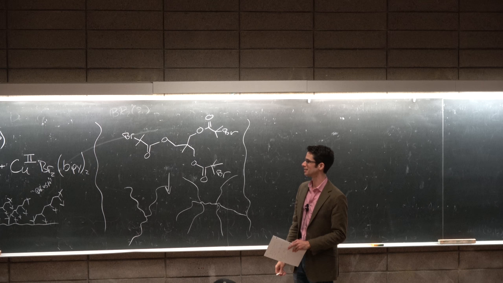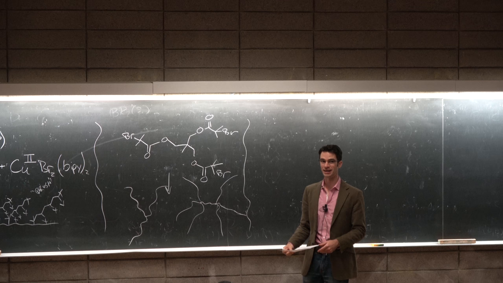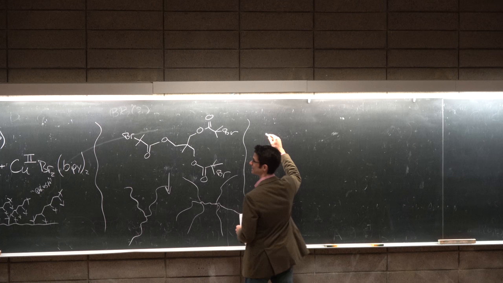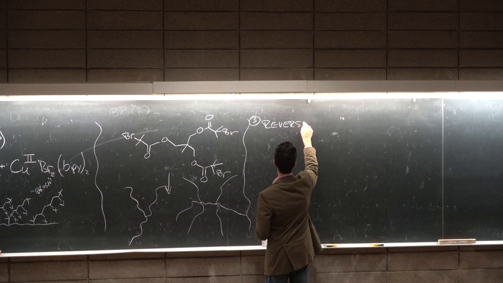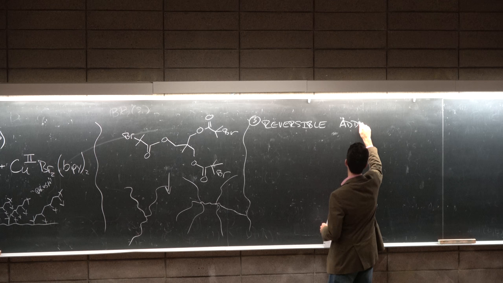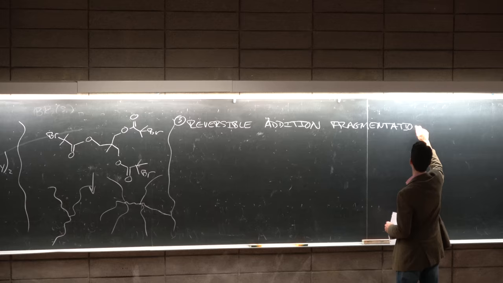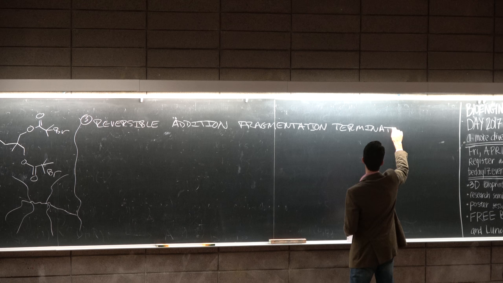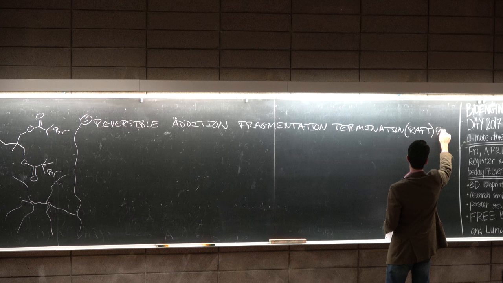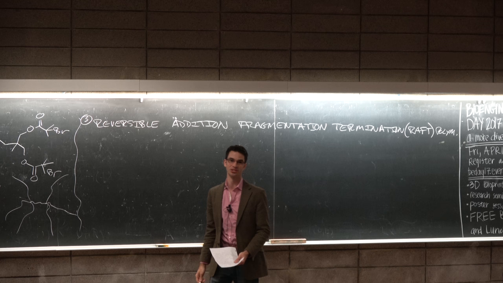Okay, so this is roughly half the literature on controlled radical polymerization. A growing body of work is on this technique called reversible addition fragmentation termination, or RAFT polymerization. And the nice thing about this is that it can be used in emulsions and water, but there are some caveats to using it.